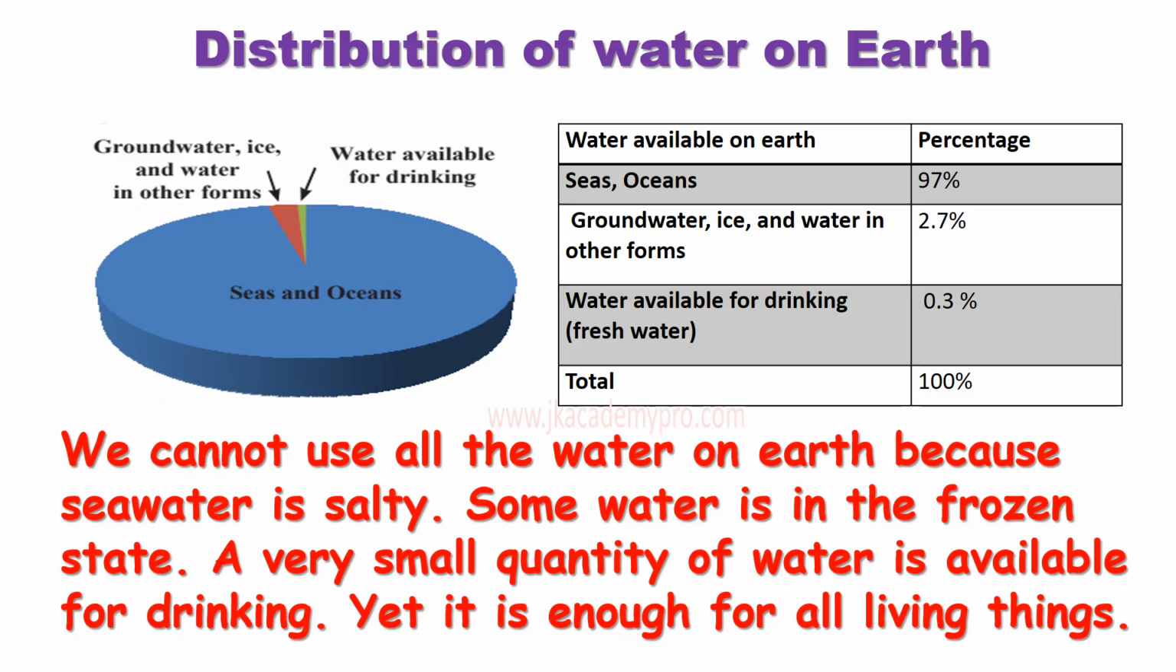And water available for drinking, that is the fresh water, the water that we can use in our homes, is only 0.3%. So we cannot use all the water on the earth because seawater is salty, and some water is in the frozen state, that is, in the form of snow and ice on the mountain tops. A very small quantity of water is available for drinking, yet it is enough for all living things. It is enough for all of our needs to sustain us, in order that all living things are able to live on this earth.